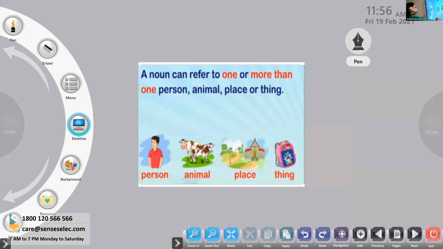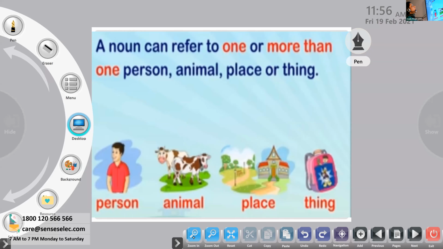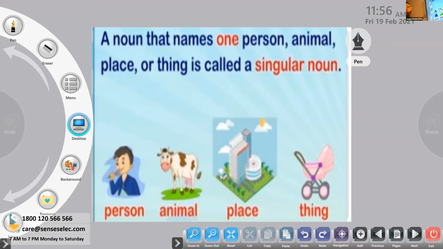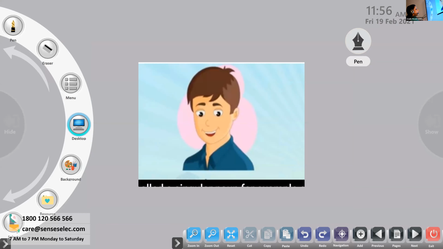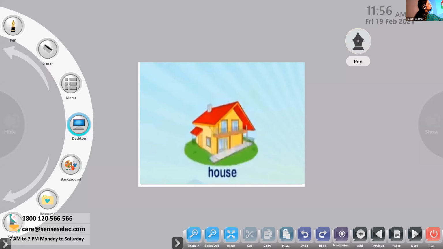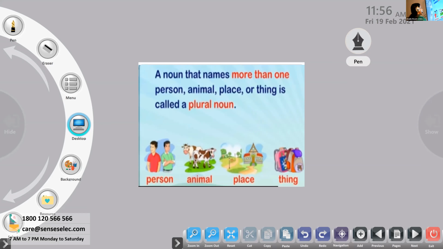We are in the chapter singular and plural. We know a noun can refer to one or more than one person, animal, place, or thing. A noun that names one person, animal, place, or thing is called a singular noun. These are the examples: boy, flower, house. All are singular.